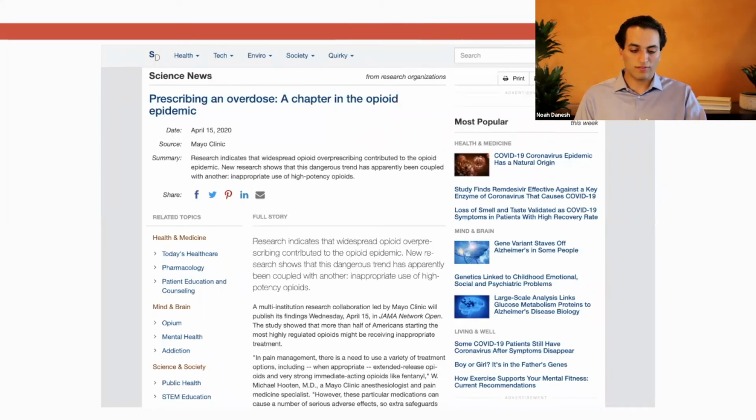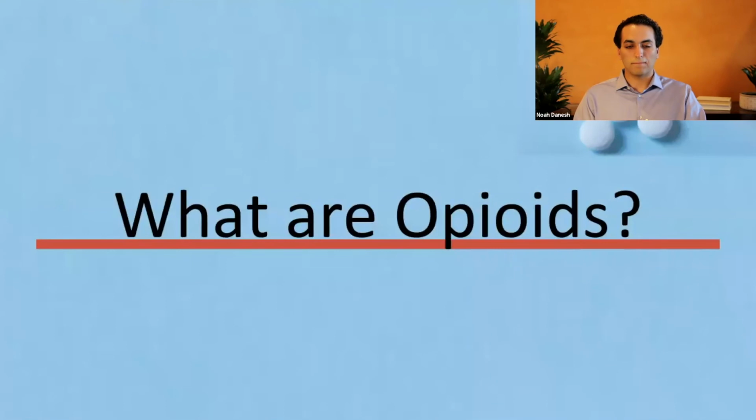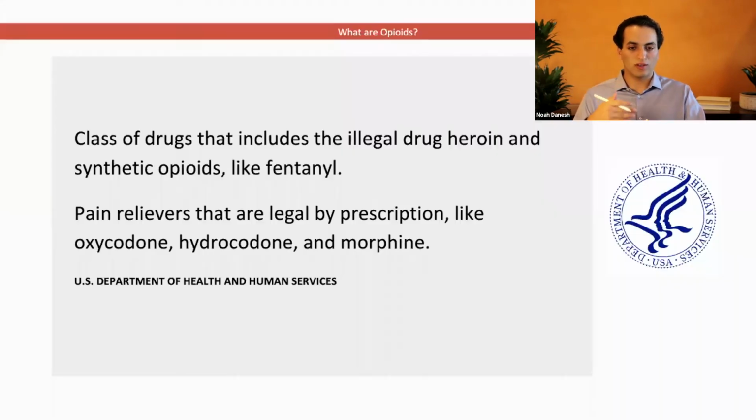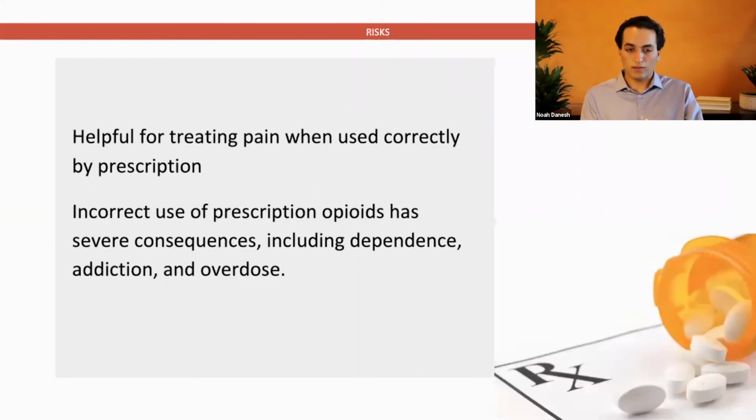So looking at the epidemic, there are a lot of fundamental determinants, and we're not going to talk about all of them today during this overview. But before I get into that, I was just going to talk about what opioids are. According to the HHS, it's a class of drugs that includes illegal drugs like heroin and synthetic opioids, but also legal pain relievers by prescription, like oxycodone, hydrocodone, and morphine. They're helpful when they're used correctly, but when used incorrectly can lead to dependence, addiction, and overdose, which leads to very bad outcomes.